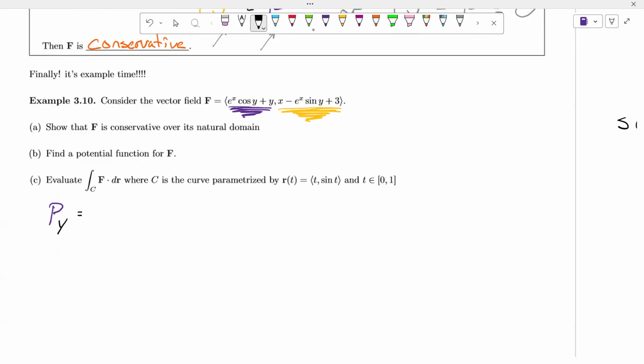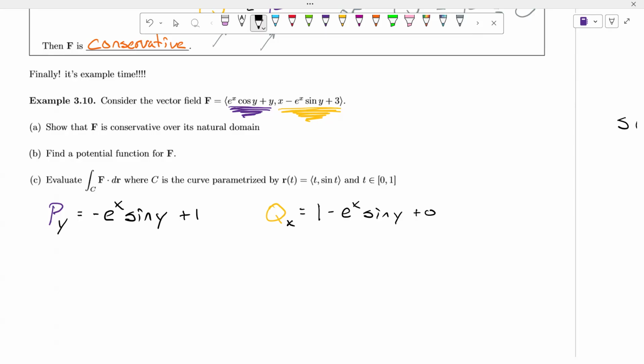If I take a derivative of the purple one with respect to y, again, remember I'm doing these in the opposite order, the derivative of cosine is negative sine. So I've got negative e to the x sine y plus 1. That's the result for P, the purple one, with its partial derivative with respect to y. Move over to the Q component, the y component. I need the x partial on that one, because I'm assuming that it hasn't had its x partial yet. And take its derivative, I get 1 minus e to the x sine y plus 0, since the derivative of 3 is 0.